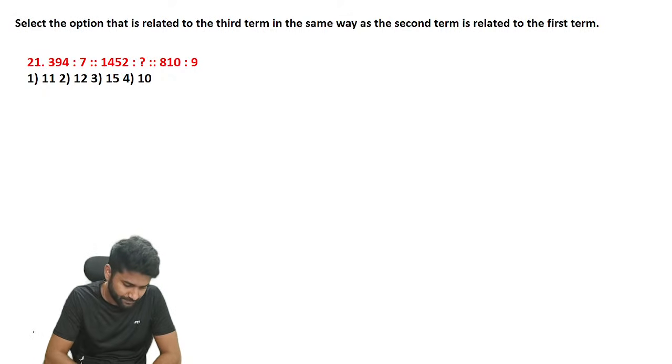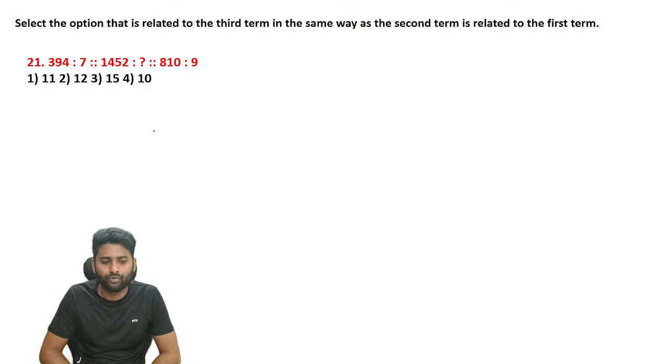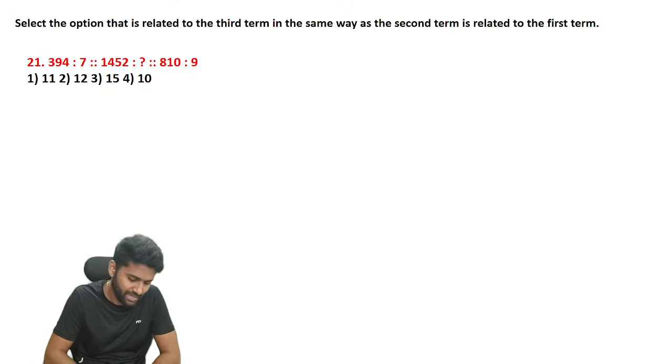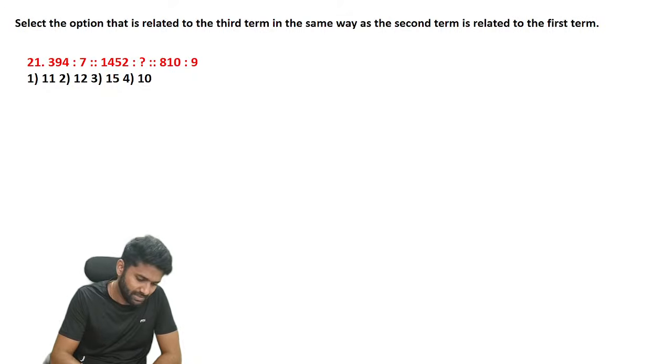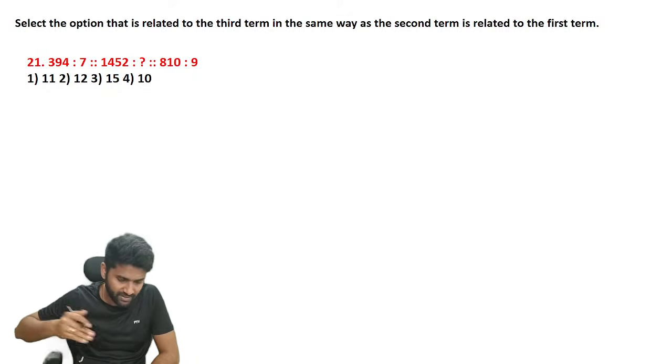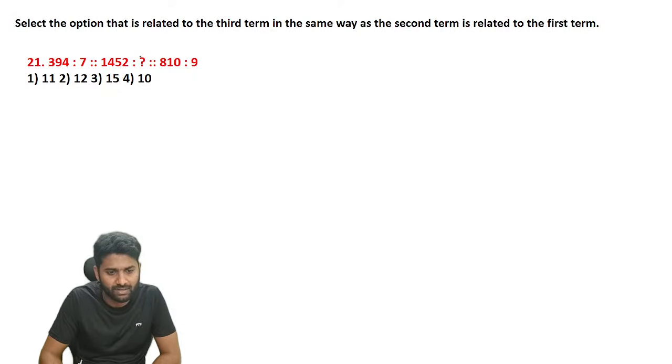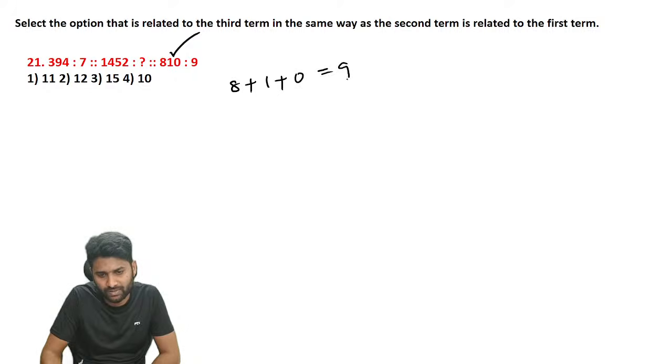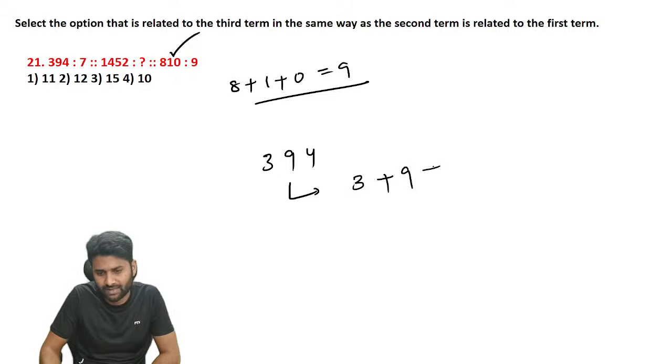Next. Now see 394 as 7, 1451 is dash, 810 as 9. So again, apply the same relation for every question here. So here 810, 8 plus 1 plus 0 is equal to 9. Same way 394, so 3 plus 9 plus 4. Sum of the value is 16.